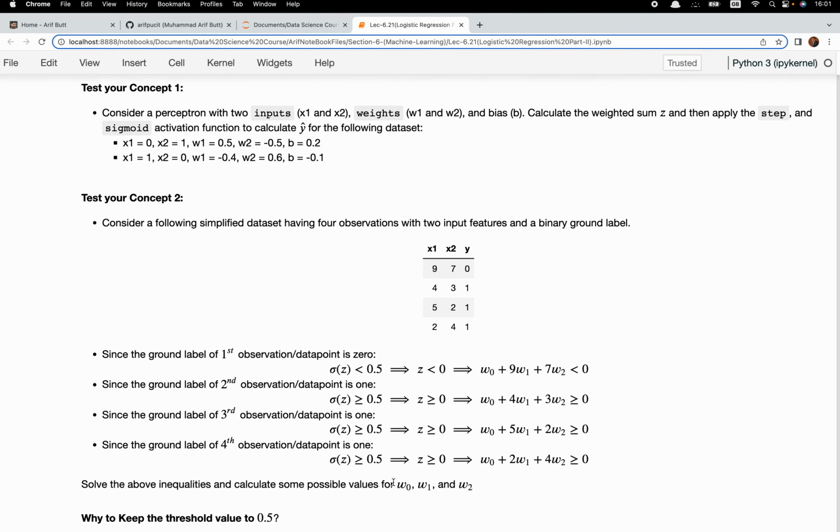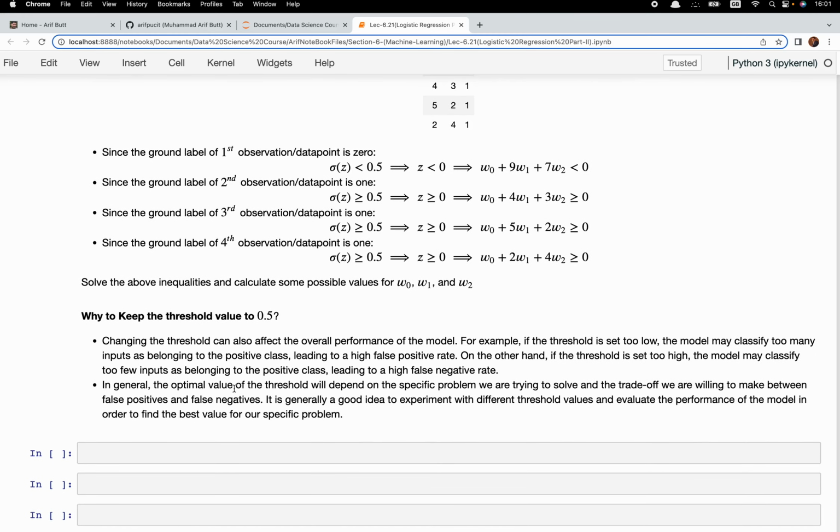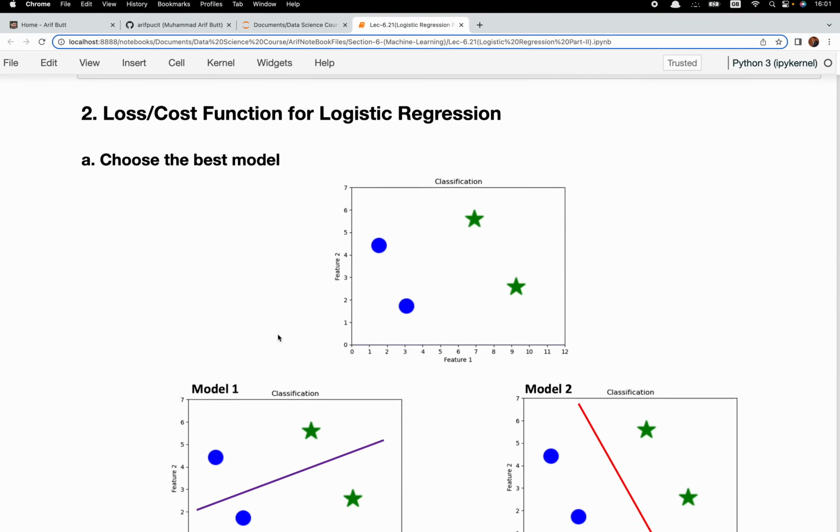Well, my dear students, before you move ahead, please pause the video and test your concepts by solving these two questions using paper, pencil and calculator. I have given the hints and I hope that you will be able to do that. And do read this out, that what will happen if we keep the threshold to 0.5, greater than 0.5 or maybe less than 0.5.